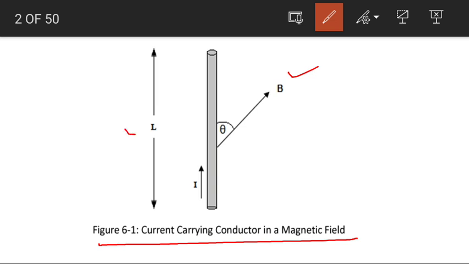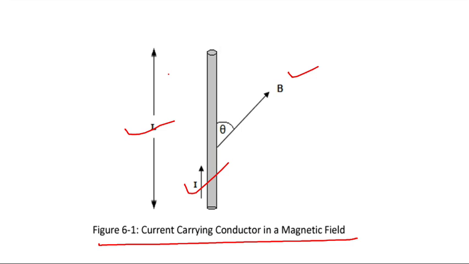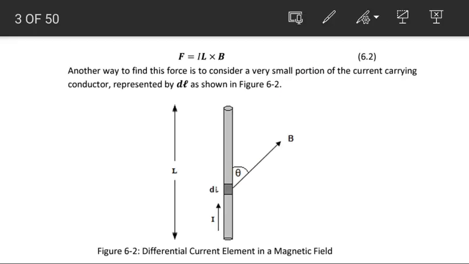The length of the conductor is L meter. The current in the conductor is I. This conductor will experience a force which is represented by F, and the force which is experienced by this conductor is given by equation number 6.2. So we can calculate this force with the help of equation number 6.2. The force will be equal to IL cross B.